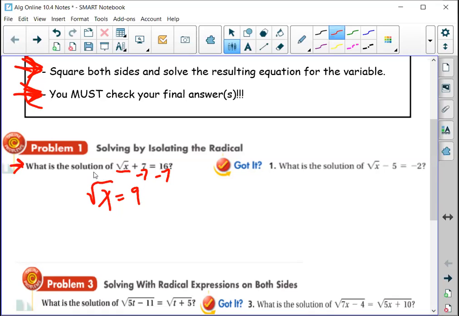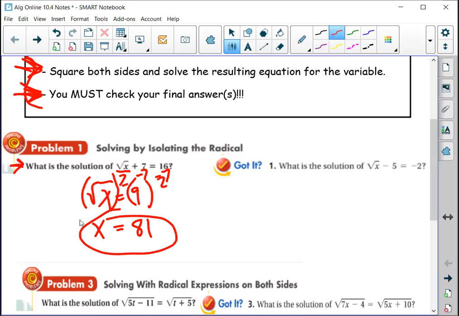And then we're going to do our second step, which is squaring both sides. Whenever we square both sides, the radical just totally disappears. The x, the thing under the radical, does not change at all. And then that's going to be equal to 9 squared, which is 81. That's going to be your final answer. And then I want to remind you all that you can plug that back into the original equation to check and make sure that it works. And in this case, it does.